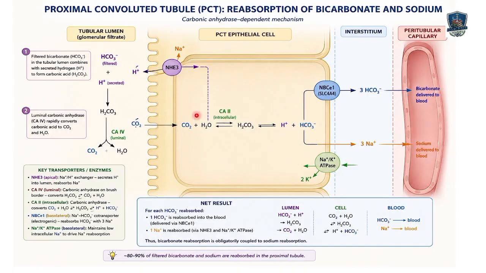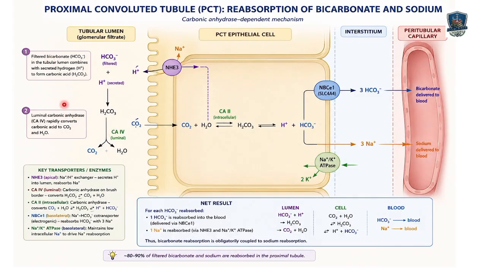So this diagram shows the three major sections. Now, here we have our tubular lumen. Here is where we have the filtrate. This one here is the PCT epithelial cell, and here we have our interstitium and the capillary, or a section that leads into the blood. This is our cell, and this is the filtrate.